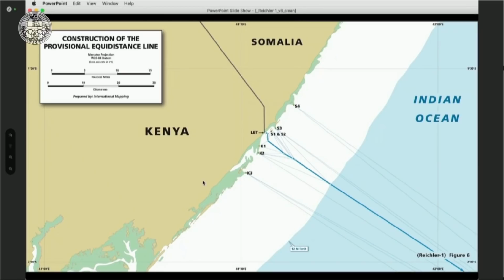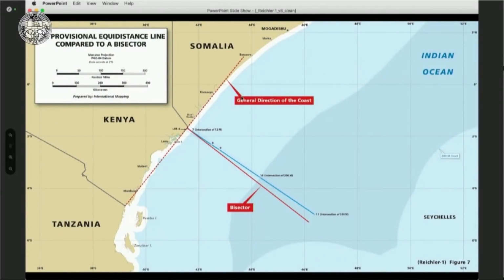Another way of showing this is by rendering the relevant coast as a perfectly straight line and drawing a perpendicular or bisector, intersecting it at the land boundary terminus. This is what an equidistance line would look like if the coast were perfectly straight. The similarity between the perpendicular and the actual equidistance line, shown here and at tab 51, is still further evidence of the regularity of the coast and the appropriateness of using the three-stage equidistance-based methodology to delimit the maritime boundary.